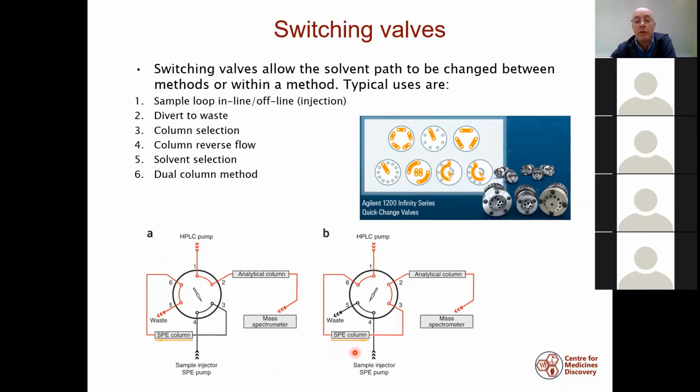So this is a dual column method where there is a trap column and there is an analytical column, and you can send sample onto the trap column and then reverse the flow and send it off the trap column onto the analytical column and then onto the mass spec.